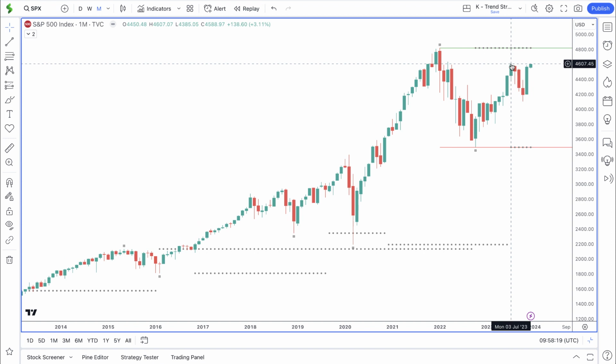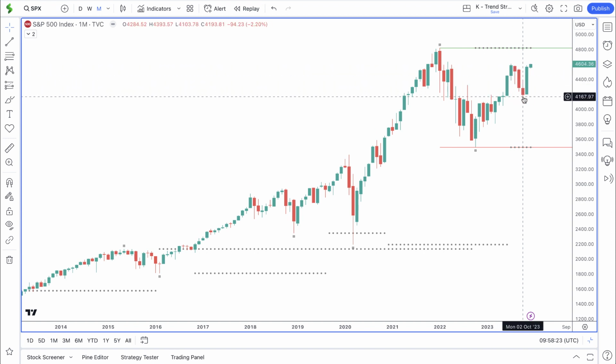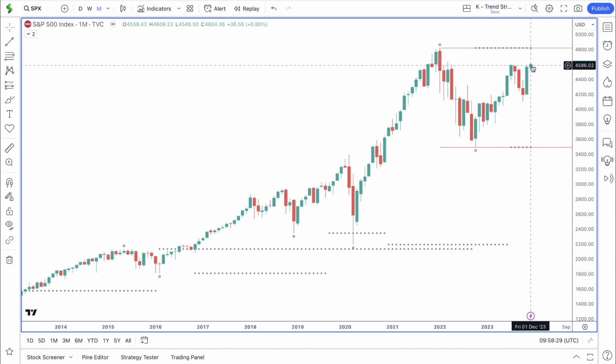We had this pullback from July this year all the way through to October this year, and then in November we had a strong month, a nice push to the upside, and December is looking strong so far and coming very close to the high of July, just around this area, using this area as resistance.